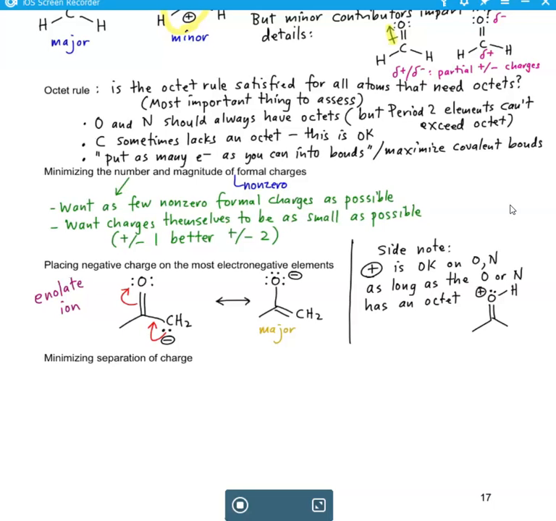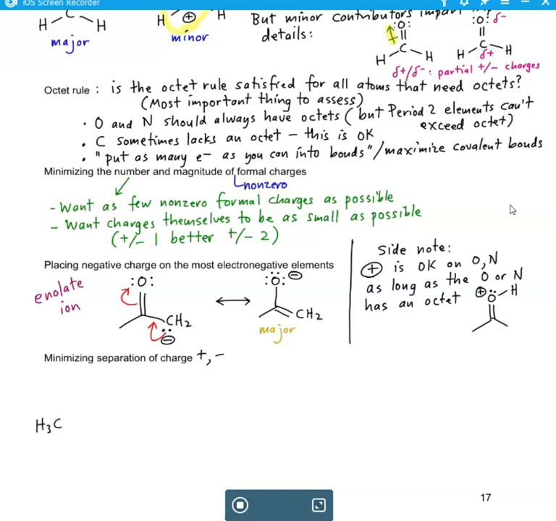Okay, so the final point that I'd like to go over with you involves something called minimizing separation of charge. Now, when we're talking about separation of charge, we're talking about the separation of positive and negative charges. When positive and negative charges are separated from each other in space, that's a higher energy situation than if they're brought closer together. So their Coulombic attraction, as you bring the charges closer together, minimizes the energy of that system of charge. So let's see what we mean by minimizing separation of charge.